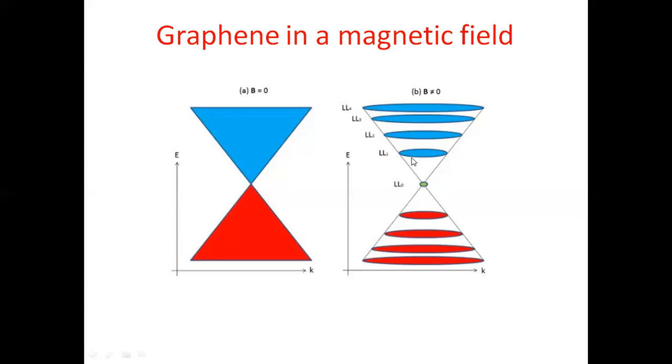So this is the zero Landau level energy. This is the n equal to 1 Landau level, n equal to 2 Landau level. Similarly, n equal to -1 Landau level, n equal to -2 Landau level. This is basically the valence band, and this is the conduction band energies.